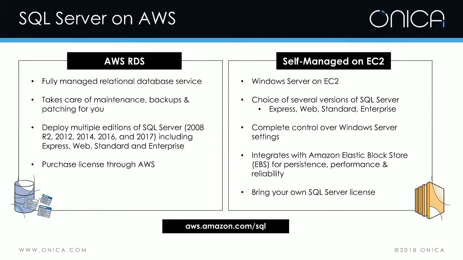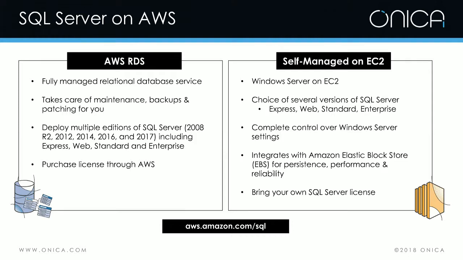One option called AWS RDS. RDS stands for Relational Database Service. And the other option being running your own SQL Server instance on EC2. On RDS, you get a fully managed relational database. It's still SQL Server. It behaves like SQL Server, but the overhead of deploying, managing, monitoring, and failover all become taken care of automatically.